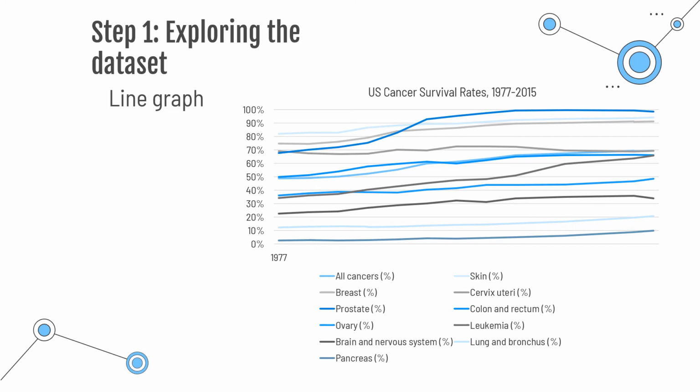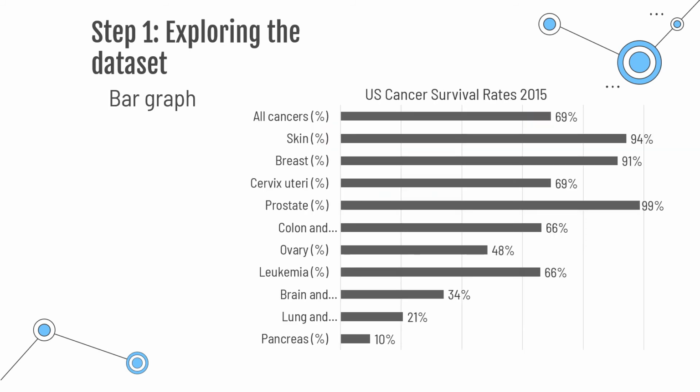So I'm going to be exploring the data set by graphing the data in different kinds of charts. So here you can see the data in a kind of traditional line chart showing the different kinds of cancers, each on a different line. This graph shows the data in bar chart format. So you can see the different survival rates in 2015 for each type of cancer.